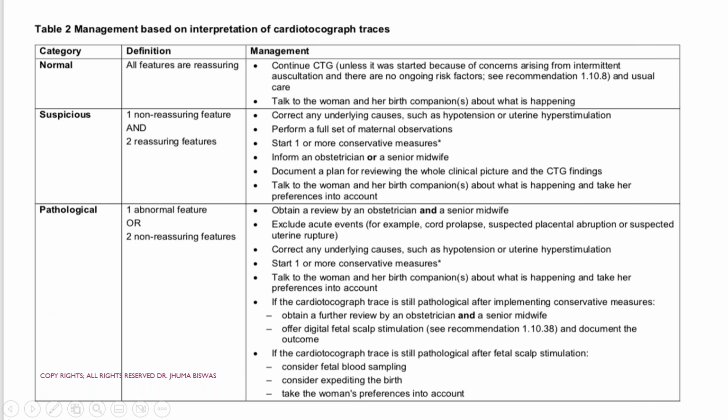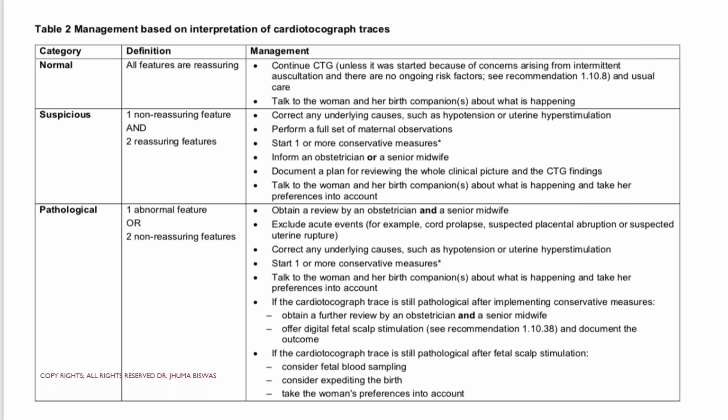If you see that the CTG is still pathological, you can do a digital scalp stimulation. Always remember in your exam, before doing any fetal blood sampling, always do the fetal scalp stimulation first. This is the first thing you can do. And if after fetal scalp stimulation the CTG is still pathological, then you can do two things: either do the fetal blood sampling or expedite the delivery.